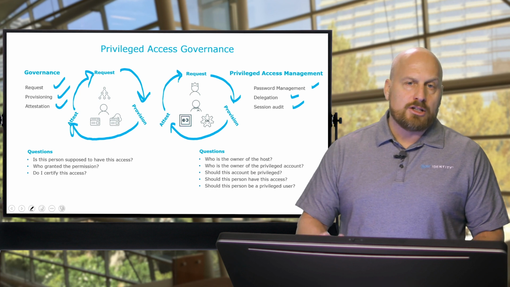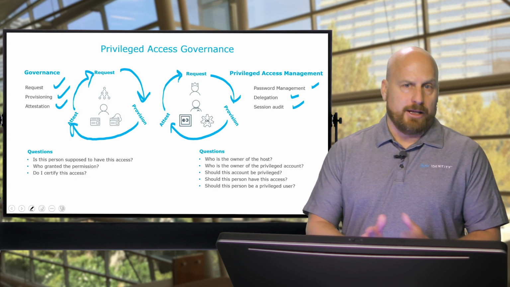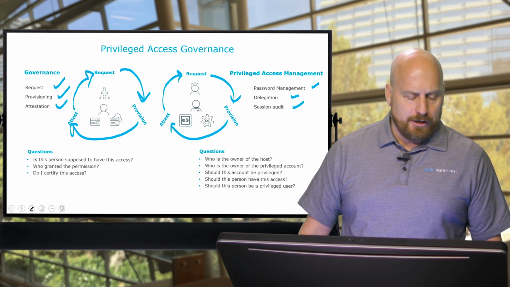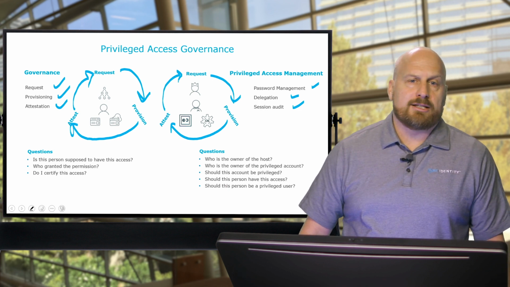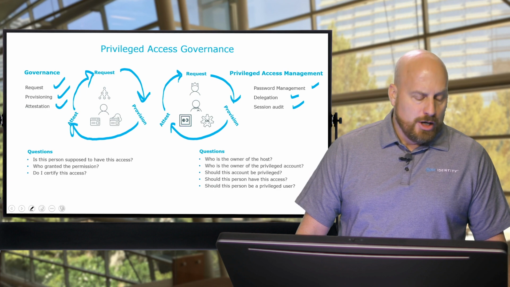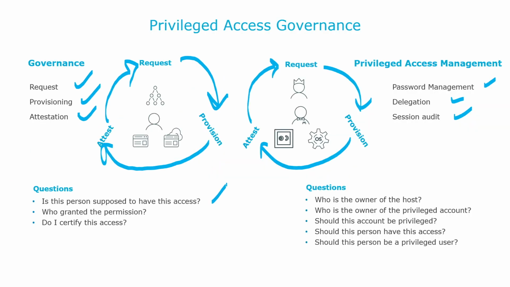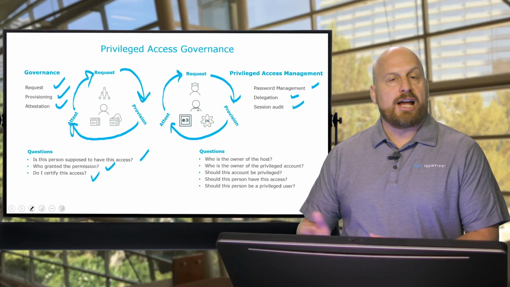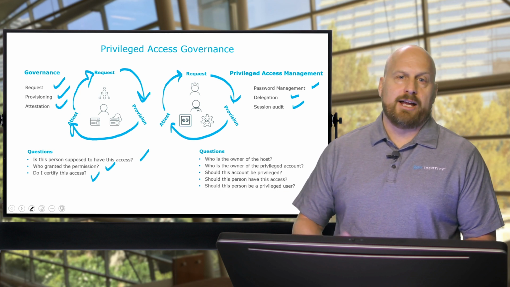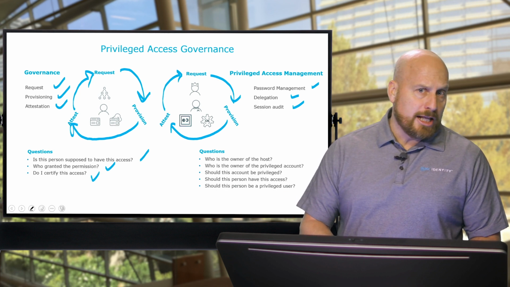So when you look at the types of governance questions that need to be asked in both these scenarios, they're slightly different. In the regular end user accessing an application scenario, the governance questions are, is this person supposed to have this access? Who granted them that permission to have that access? And do I, as the line of business person, certify that that access is appropriate? That's fairly common. We're all used to that, and that's the normal attestation campaigns that we go through periodically all the time. But we also have to do those things for privileged access, for administrative accounts, the root account, etc. But the questions are slightly different there.